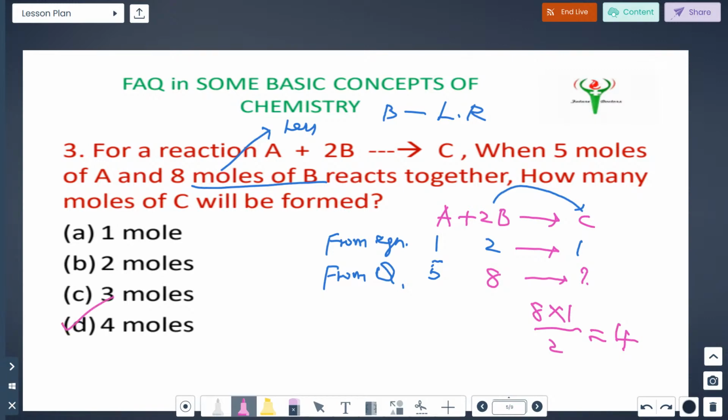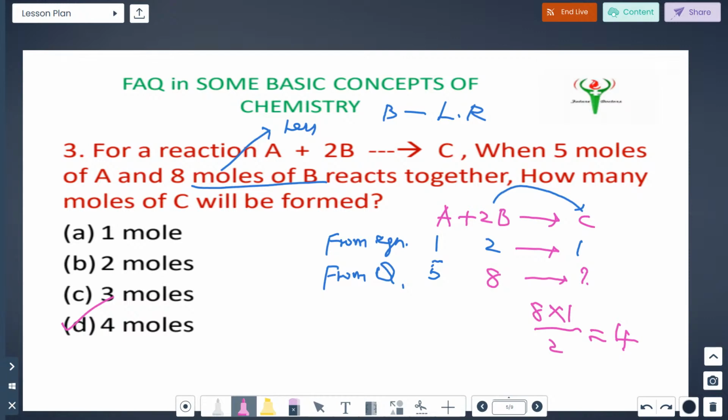Understood? So here first of all we have to find out the limiting reagent. What does limiting reagent mean? Among the two reactants, which one is completely reacted? That's called what? Limiting reagent. Okay. So in this case, B is the limiting reagent. Sometimes they will ask the same sum in a different way. They will give the two equation and ask, which one is the limiting reagent, A or B?